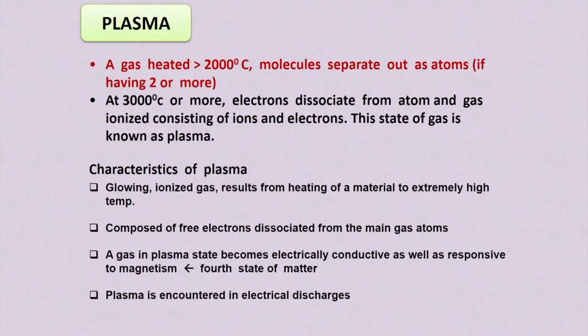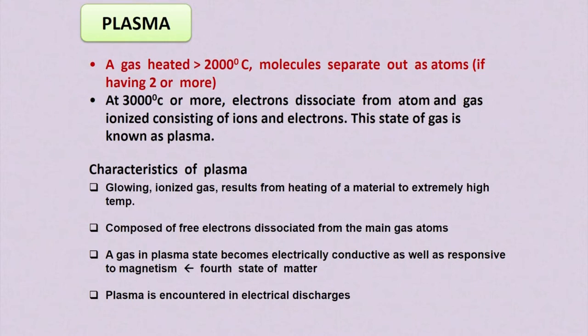When these gas molecules are heated up to a very high temperature, suppose around 2000 degrees centigrade, the atoms separate out from the molecules. And when these atoms are heated again to a very high temperature, maybe around 3000 degrees centigrade, the electrons and ions dissociate from the atoms. So when a gas is heated to more than 2000 degrees centigrade, molecules separate out as atoms. At 3000 degrees centigrade or more, the electrons dissociate from the atoms, and the ionized gas consists of ions and electrons.